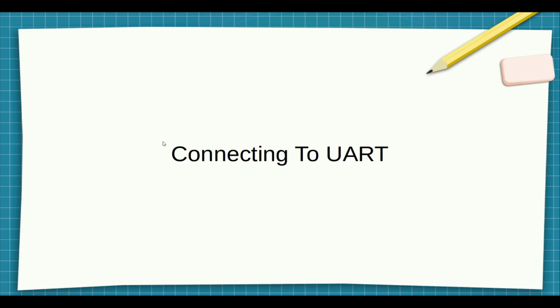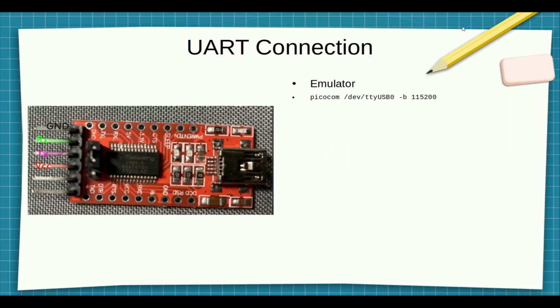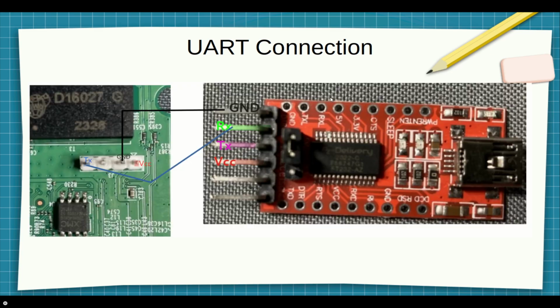So far we have all the information we need, so it's time to connect to the UART. So let's see how we can do that. Actually, to connect to UART, we need two things. First, we need this UART to USB adapter. It's a very cheap board. It comes with all these pins here, so it's ready to connect to UART. And we need the emulator. In my case, I'm using Picocom, but any other emulator also works, like Minicom, PuTTY, whatever you prefer.